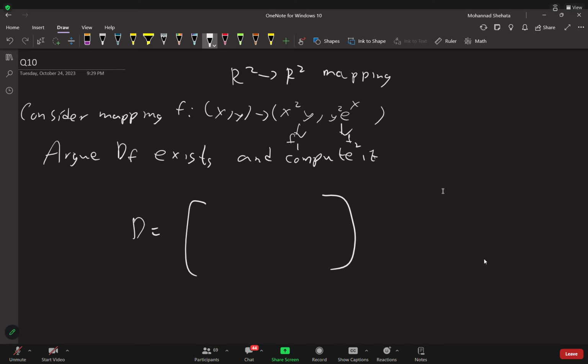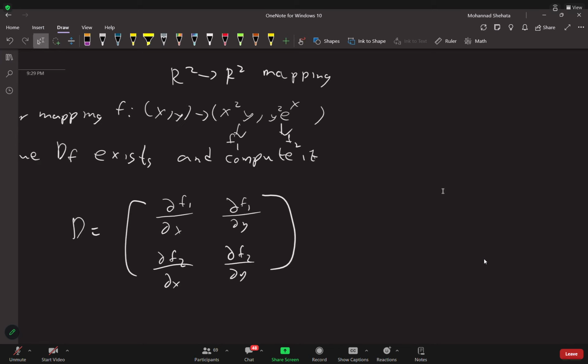What will be the first element here? Partial of what with respect to x? F1 or F2? Yes. How about the second element? dF1/dy, and the rest follows. dF2/dy. The computation will be trivial in this case. You just take this with respect to x, with respect to y. You've done this a lot.